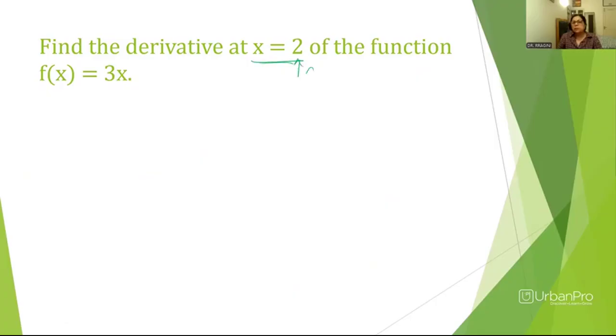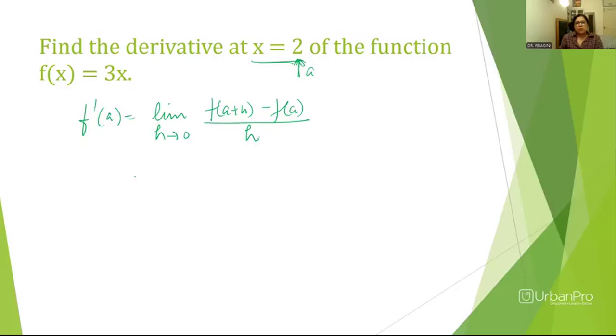See, this is our a. Try to grasp things like this: a is 2, and the function f of x is equal to 3x. Now what is f dash of 2? f dash of a is, let me write the formula first, limit h tends to 0, f of a plus h minus f of a upon h, right? Now what is a here? a is 2. What you have to do is a plus h.